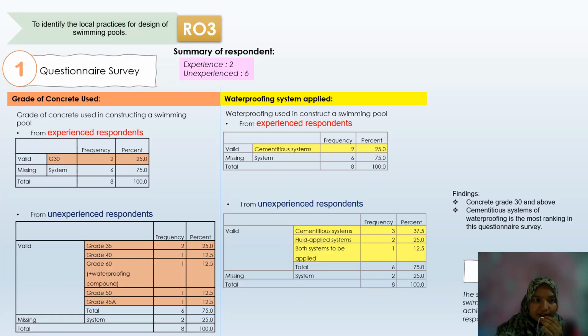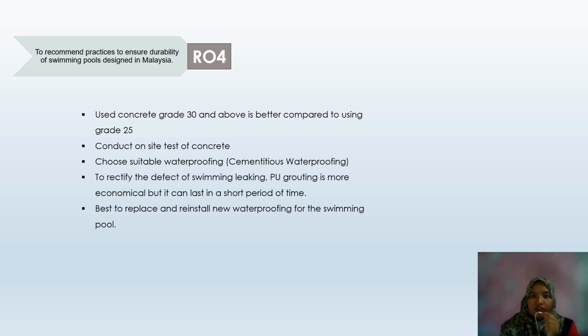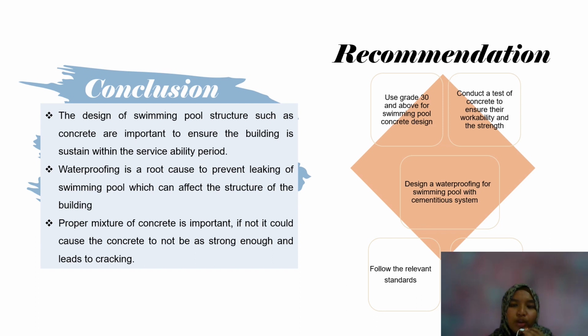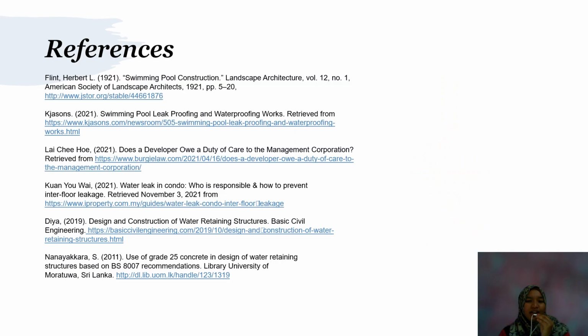Overall, the concrete grade used or suggested is grade 30 and above. Then the cementitious waterproofing system is the most suggested. For RO4, using concrete grade 30 and above is better. Conclusion: the design of swimming pools is important to ensure the building sustains within its serviceability period. The last one is the references of the research. Thank you.